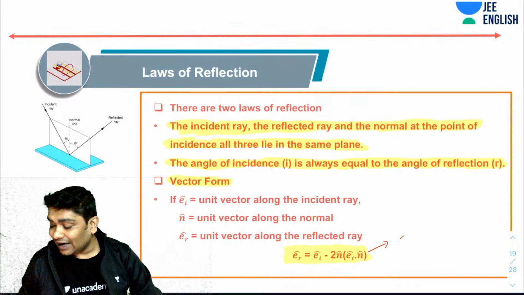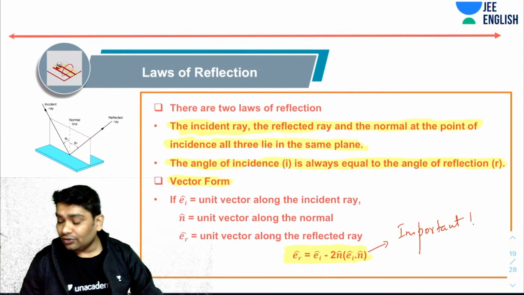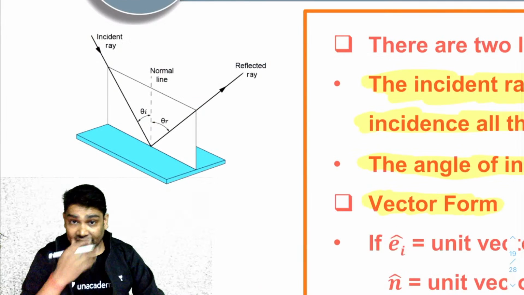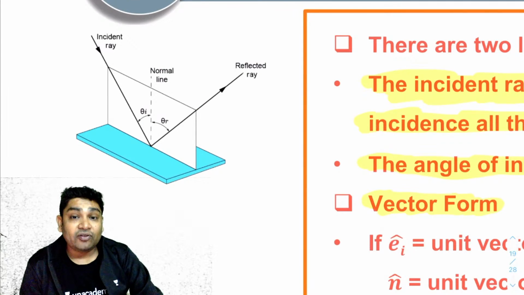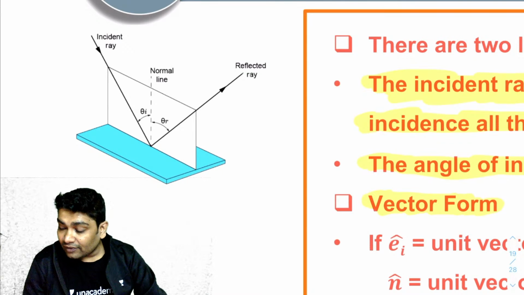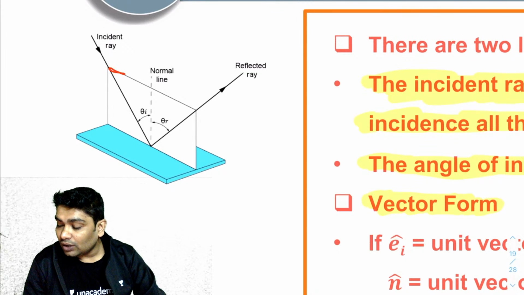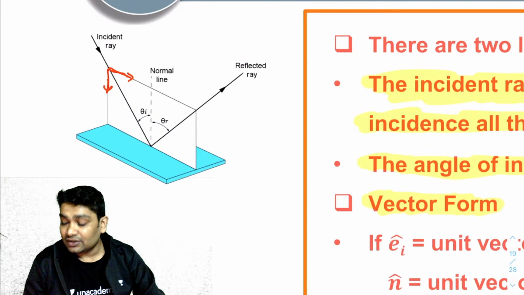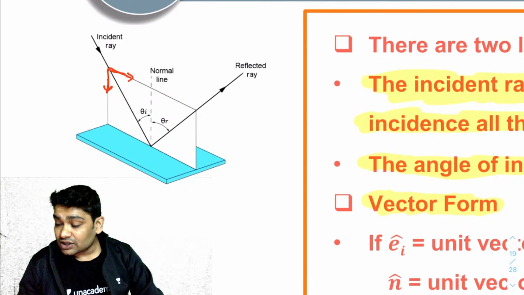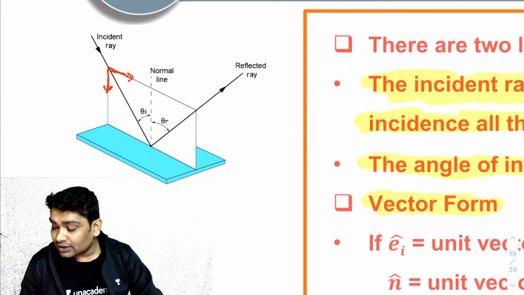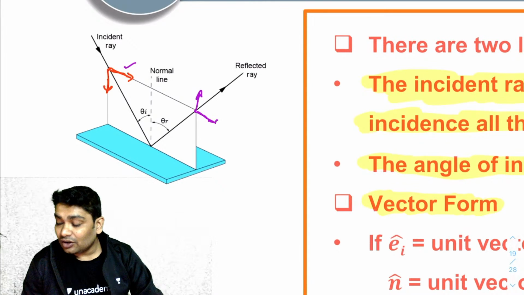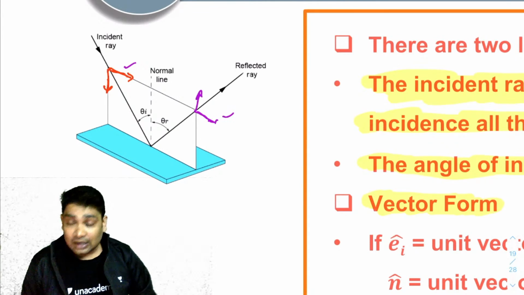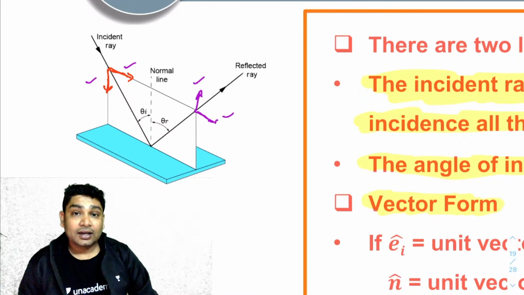So essentially, the idea behind writing the vector form is, if I am representing the incident ray with the help of a vector, you realize I can divide this vector into two components, right? One component which is like this, one component which is like this. These will be the two vector components. Now, same thing for the reflected ray. Again, I can break this into two components. So what you notice is that this component of the ray remains unchanged and this component gets reversed.